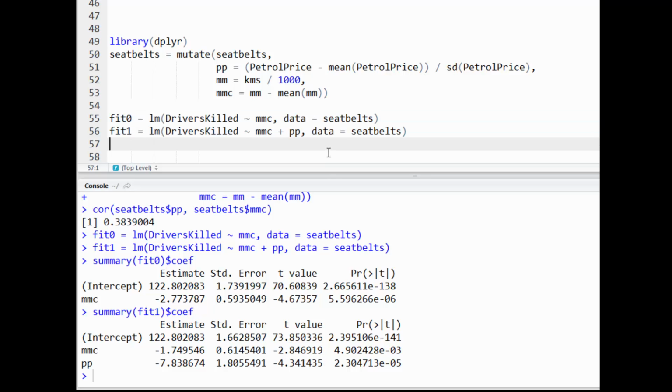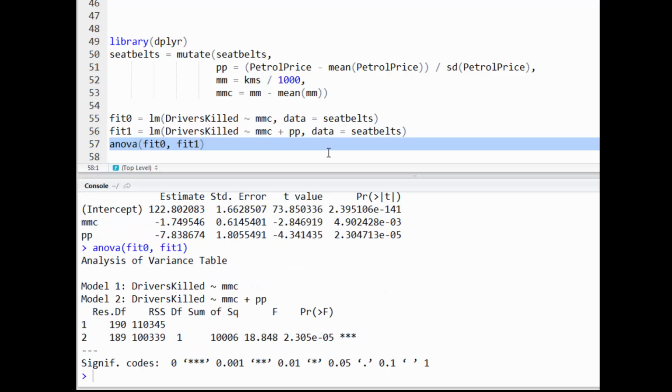Okay, and one last thing, I would just show you that you can do the ANOVA function with fit 0 and fit 1 and look at the testing for the effect of whether or not the petrol price is necessary. In this case, because it's just one variable, it should agree exactly with the p-value from the coefficient table. So here's the p-value from the coefficient table. It's about 2.3 times 10 to the minus 5, and here it is as well.